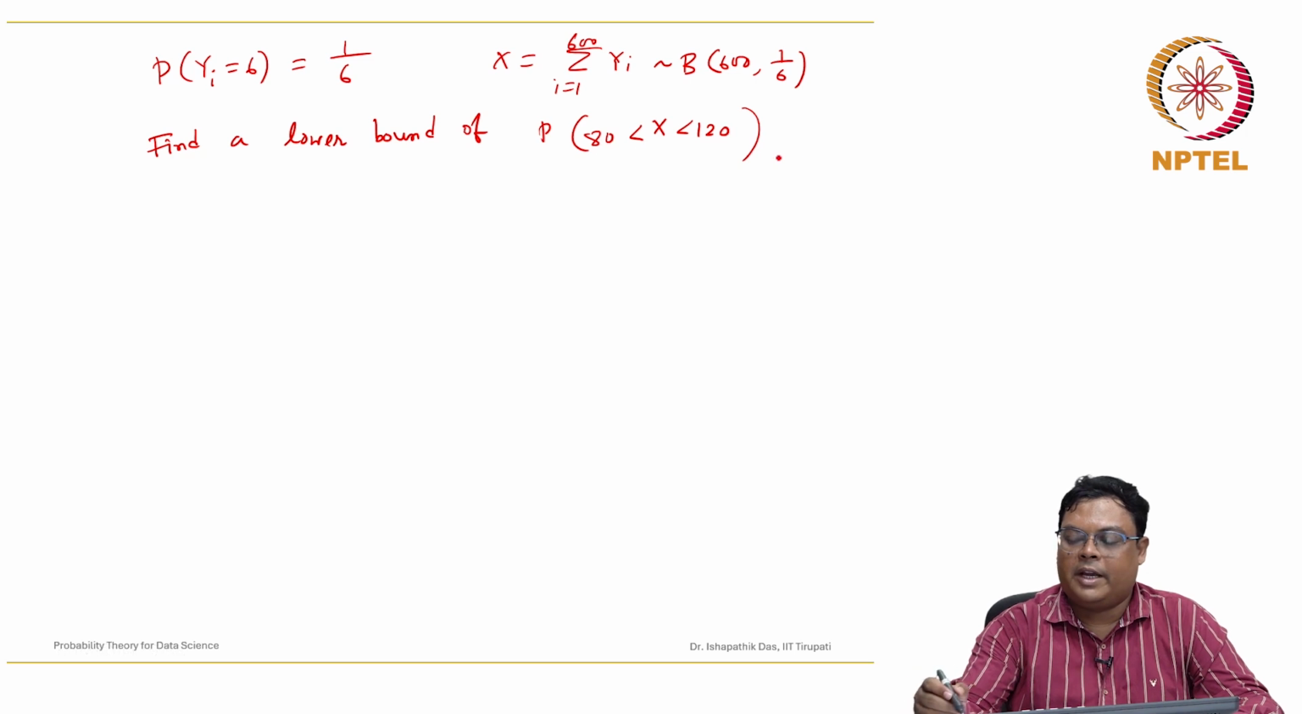Now this probability always has a lower bound. We know that probability is always greater than or equal to 0, but we do not want this trivial lower bound. We want a non-trivial lower bound. Now how can we find this lower bound?